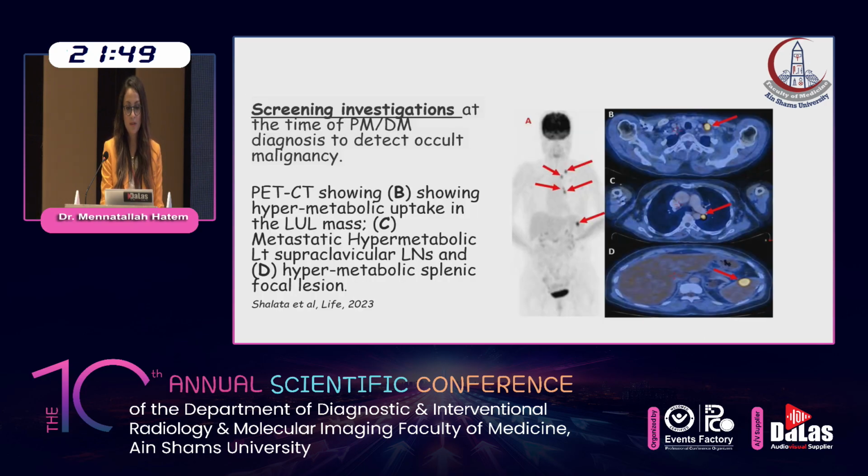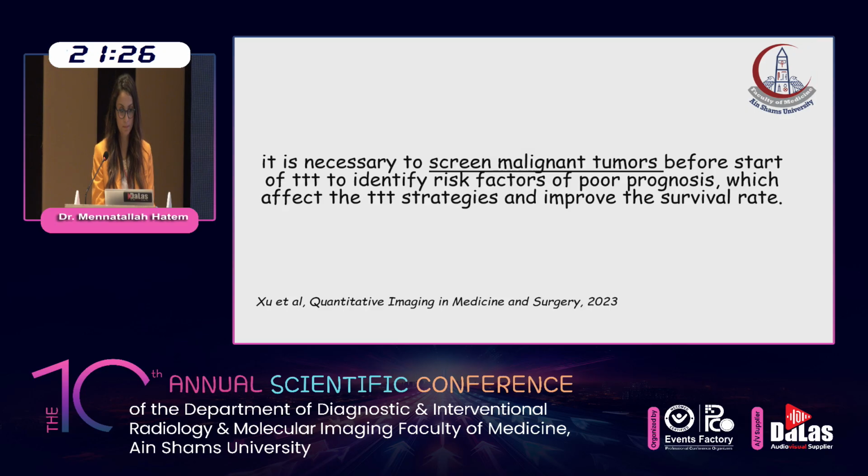This is another case where PET-CT is used in screening of polymyositis and dermatomyositis to detect the occult malignancy. This is a case where there is a left upper lung mass with metastatic left supraclavicular and left hilar lymph node and metastatic splenic focal lesion in a case of dermatomyositis. So it is necessary to screen malignant tumors before start of treatment to identify risk factors of poor prognosis which affect the treatment strategies and to improve the survival rate.